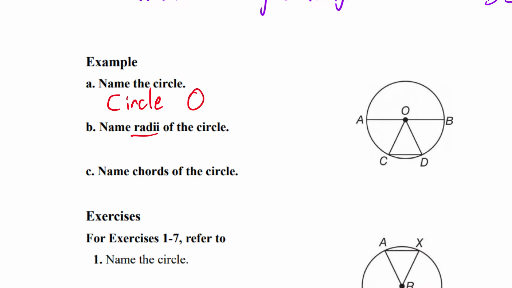How many radii are drawn in this circle? There's actually 4. What are they? OA. On this I like to put the center first. I don't have to. I just like it because it makes it easier to see what's going on. So OA, what's another one? OB, OC, OD. Now, technically there's an infinite number of radii. It's just that there's only 4 actually drawn.